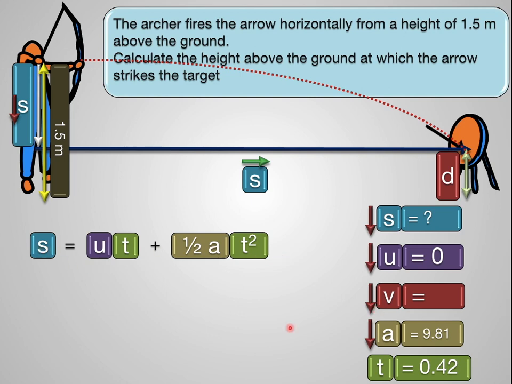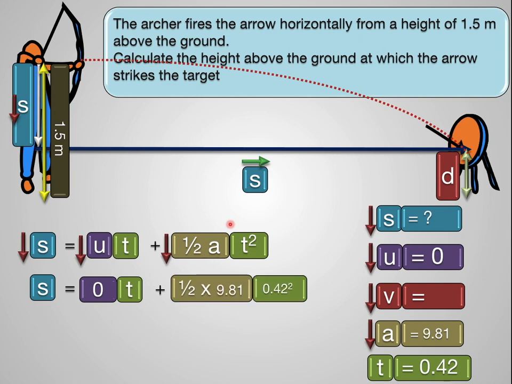Now I have to use the direction. As you know, we have to use this equation vertically because we are going to find something vertical. Vertical displacement is what we are going to find. Vertical initial velocity is 0, so the entire term will go 0. Acceleration is 9.81 into t square. Just rearrange and you will get 0.87 meter.